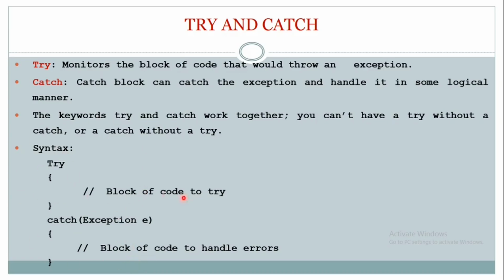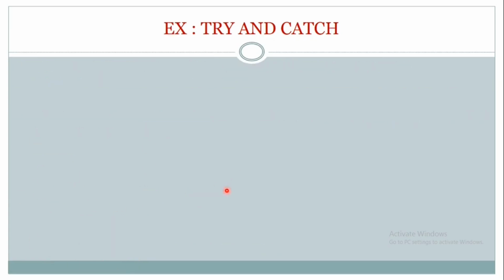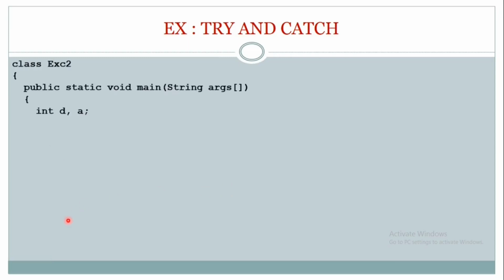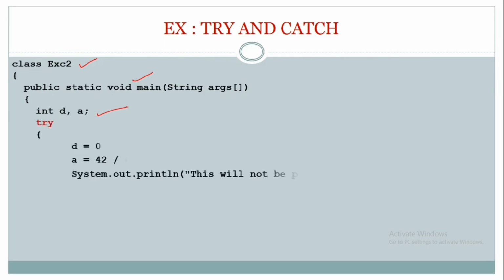Now let us understand try and catch with a simple example. Let me consider a simple class with the main function and two variables, d and a, and a try block. Within the try block I have some code: d is equal to 0 and a is equal to 42 divided by d. When an integer is divided by 0, it's an arithmetic exception, and an exception is thrown here.